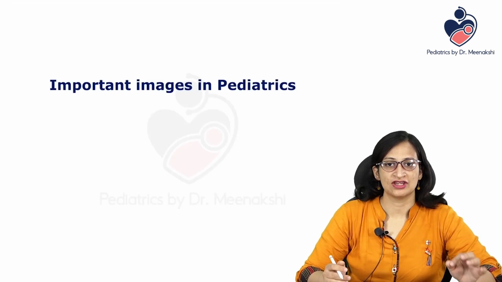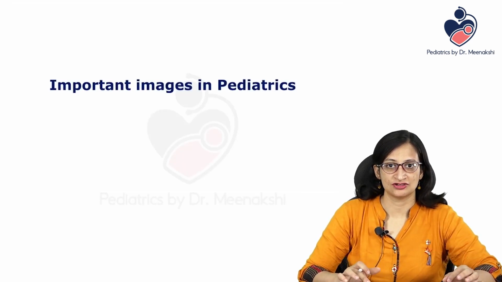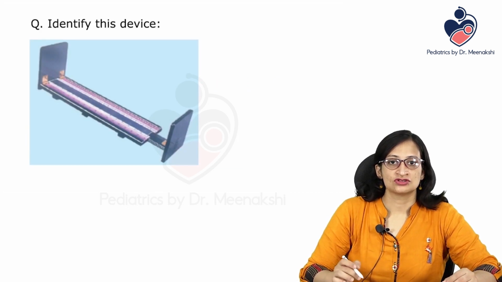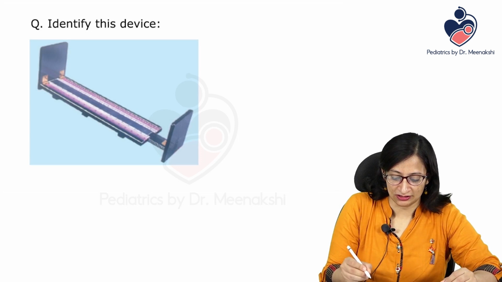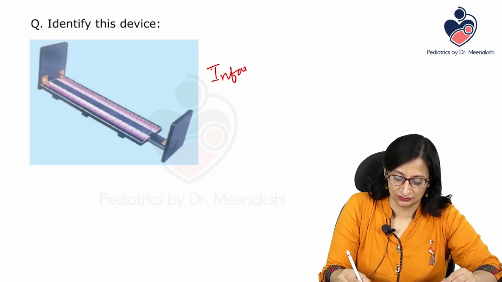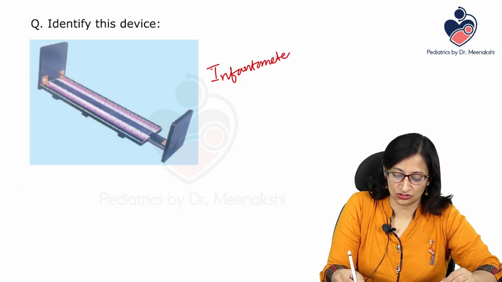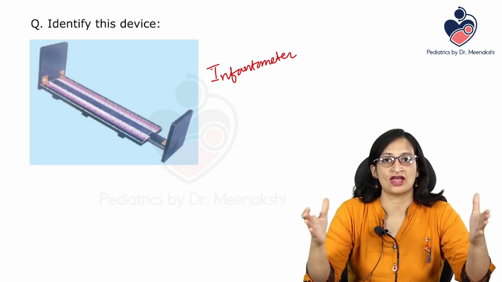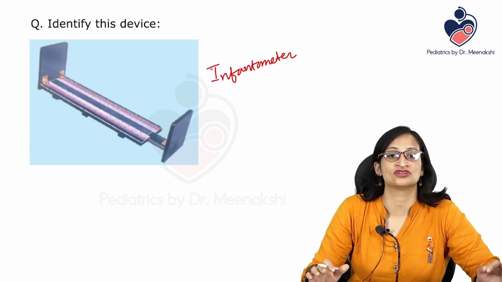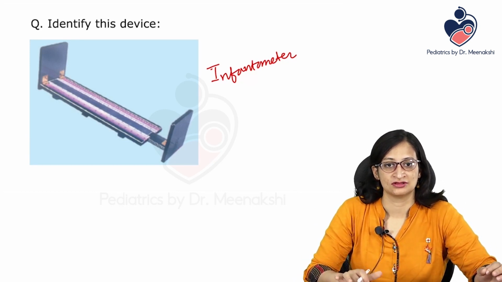Let us discuss some very important images in pediatrics for your quick revision. What is this device? So this is an infantometer. As you can see, it is a horizontal ruler-like thing and two vertical boards are there. So you make the baby lie down on this and you measure the length of the baby using this, okay.